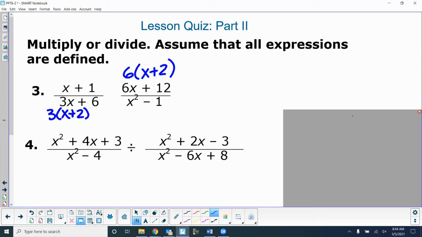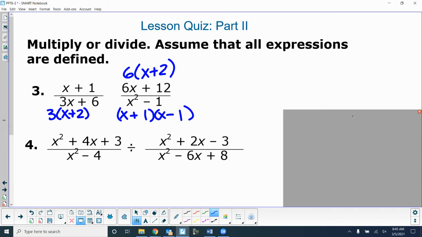Can you factor the x plus 1? No. Can you factor the x squared minus 1? Yeah. Difference of squares, right? They're both perfect squares and a minus between them. What's the square root of x squared? What's the square root of 1? 1. Plus and minus.